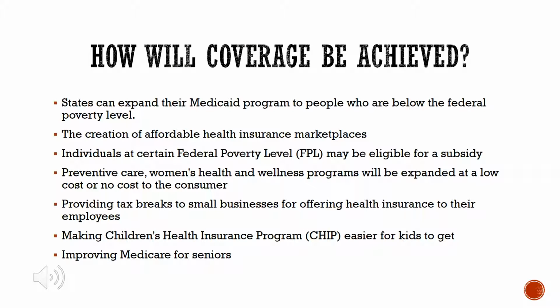How will coverage be achieved? States can expand their Medicaid program to people who are below the federal poverty level. The creation of an affordable health insurance marketplace. Individuals at certain federal poverty levels may be eligible for a subsidy. Preventive care, women's health, and wellness programs will be expanded at a low cost or no cost to the consumer, providing tax breaks to small businesses for offering health insurance to their employees, making the children's health insurance program easier for kids to get, and improving Medicare for seniors.